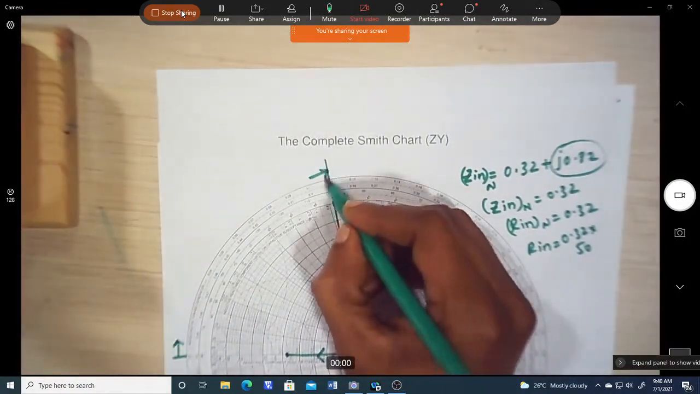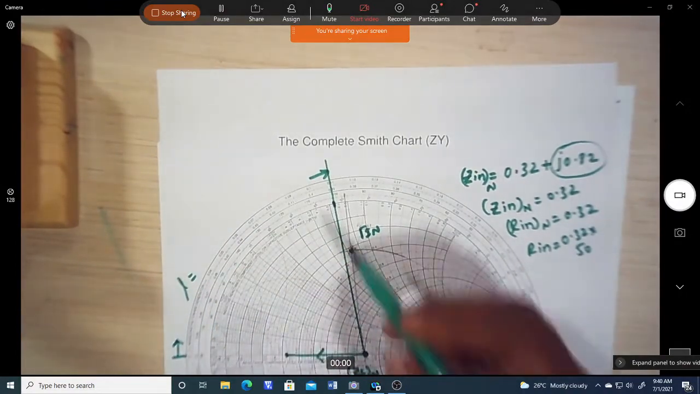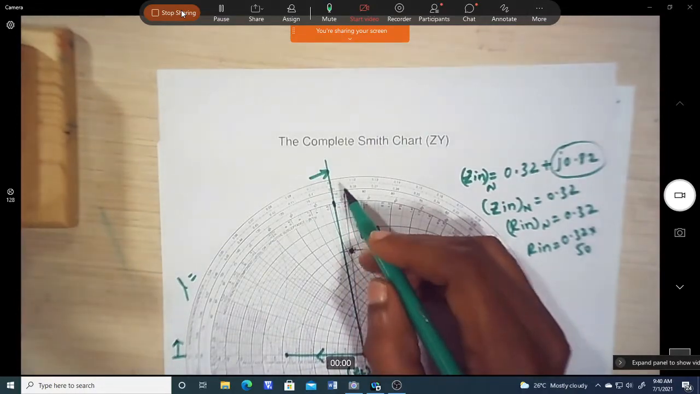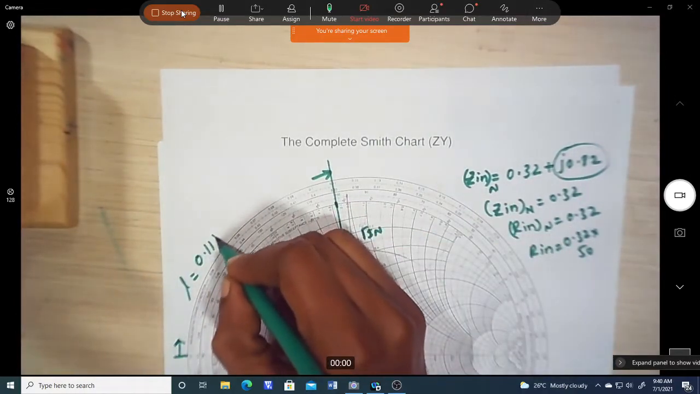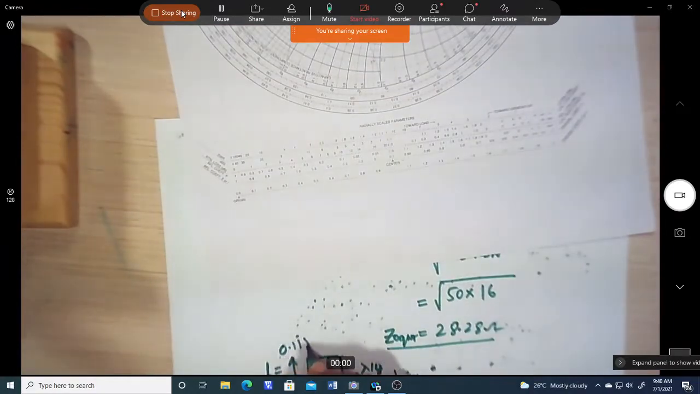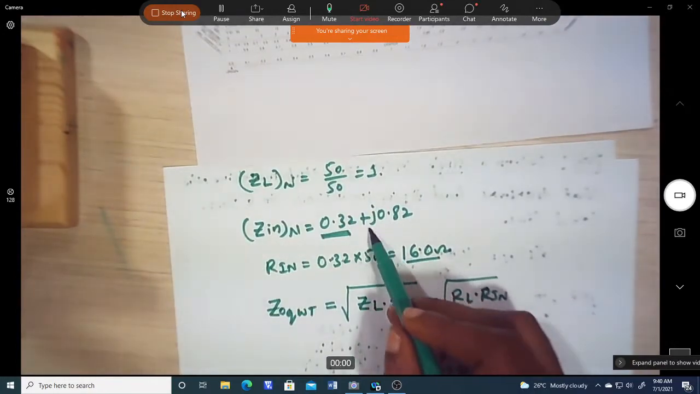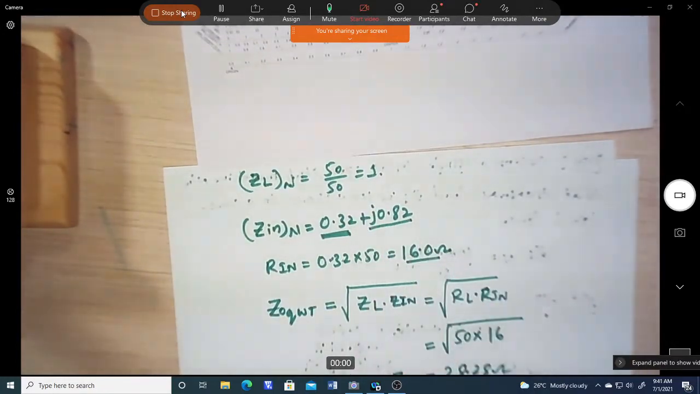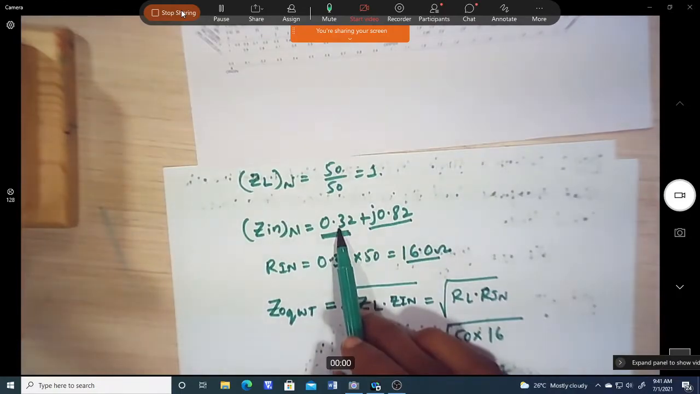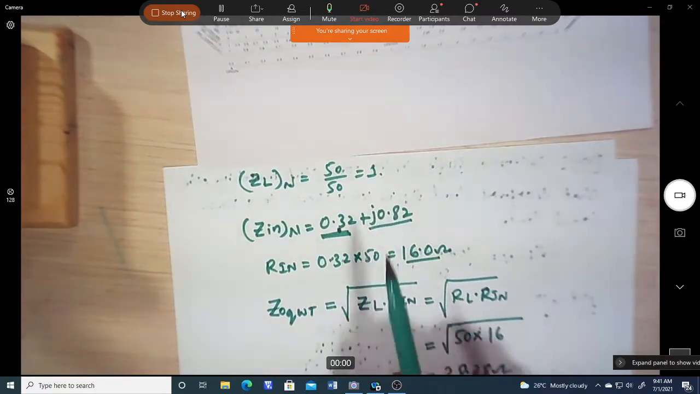Now this is the point where we get the length of the stub. Here we have 0 and here we have 0.11, so this is 0.11 lambda. So we can use that short circuit series stub of length 0.11 lambda, which will give the reactance value of 0.82. At this point we get 0.32, where we transform from 50 to 0.32, and we add the reactance value 0.82 by using this length of the stub.